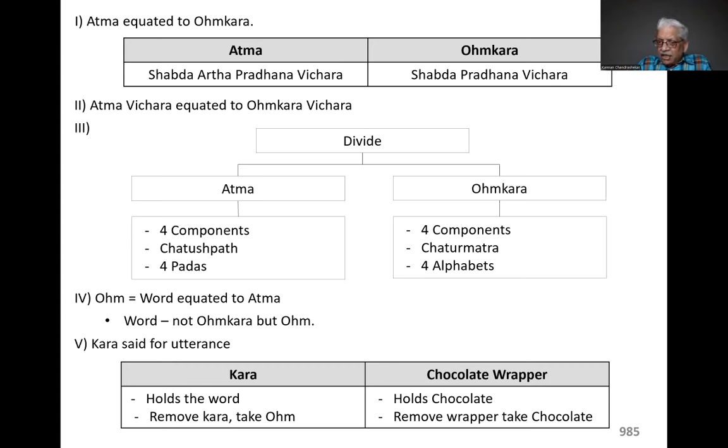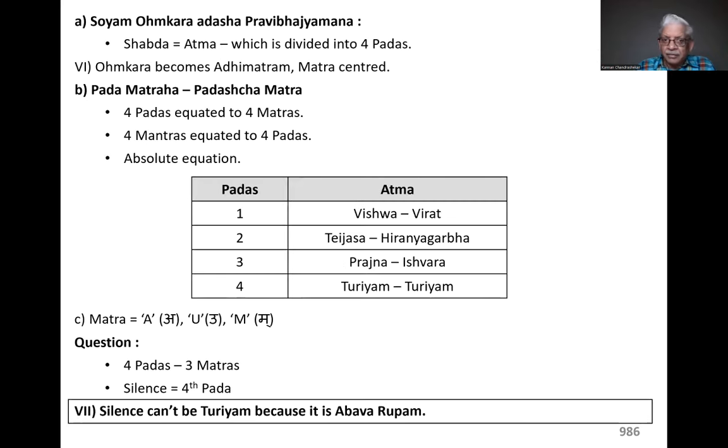So the Chaturmatra, four alphabets, when meditated correctly as per Mandukya Upanishad, we will reach the silence portion, which is the same as the seventh mantra of the Upanishad. What are the four parts? Pada matraha, padascha matraha.